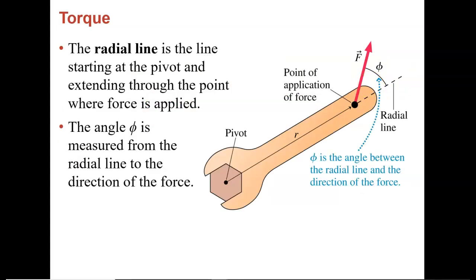All right, so we have something called the radial line. It's a line that starts at the pivot point and extends out through the point where a force is applied. So this little line with an R on it is your radial line. The angle is measured from that radial line to the direction of the force. So right now you have this little angle. Ideally, to get the greatest amount of torque out of this, you want this angle to be 90 degrees.